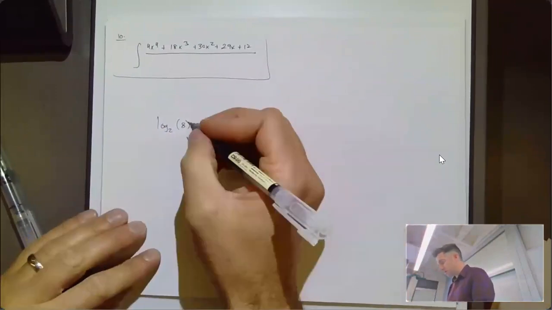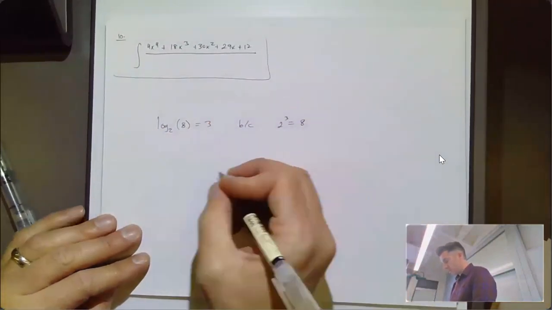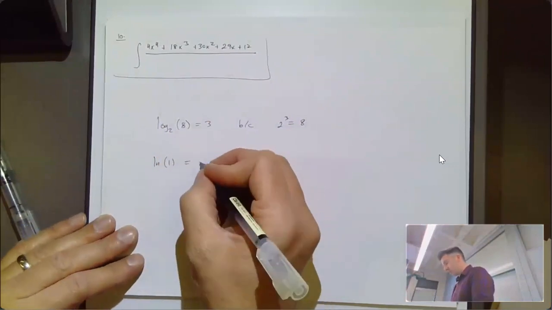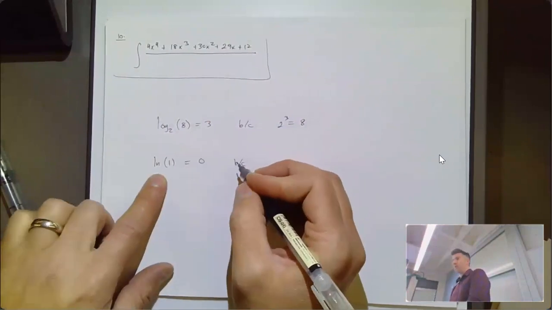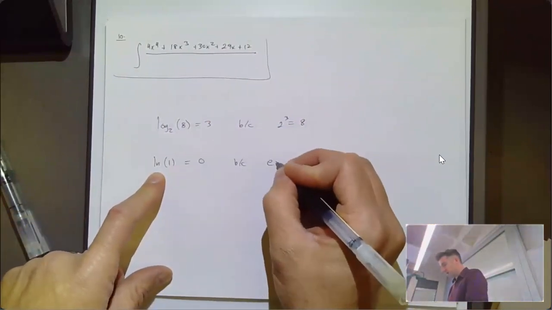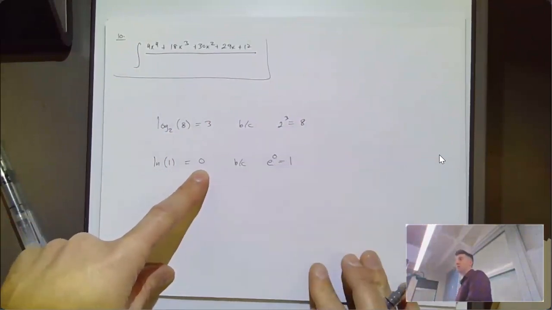Right, because 2 to the third is equal to 8. So the natural log of 1 is equal to 0 because what's the base for the natural log? Right, because e to the 0 is equal to 1.